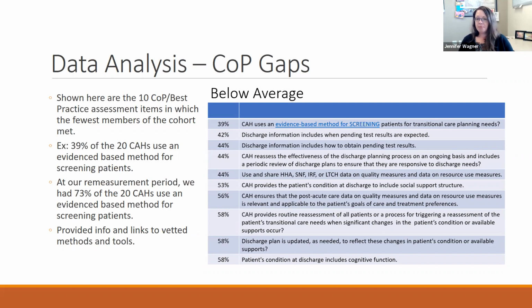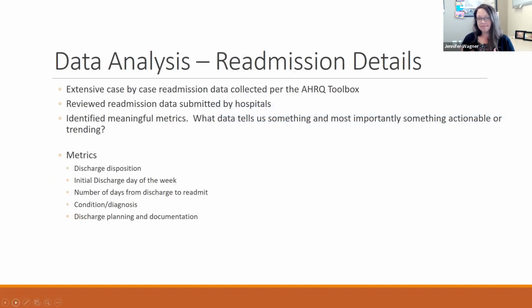For example, 39% of the 20 CAHs in this project used an evidence-based screening method for screening patients. And so that was super easy to address because we were able to provide links and make connections. And at our remeasurement period, 73% of the hospitals had used that evidence-based screening method. So I just wanted to show you how small the problem was and easy to address, so we could just check it off and provide that support.